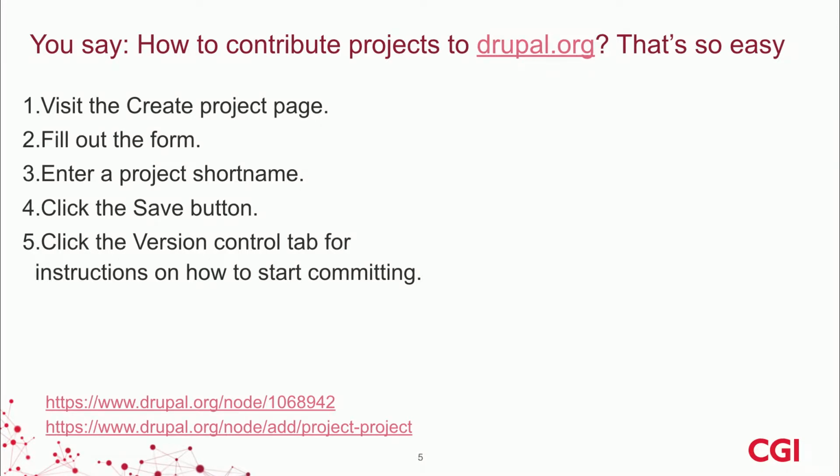That's what you will find in the Drupal project page. 5 steps to start contributing to Drupal. They say just visit the create project page, fill out the form, enter project short name, click the save button, and click the version control tab to start contributing. That's it.